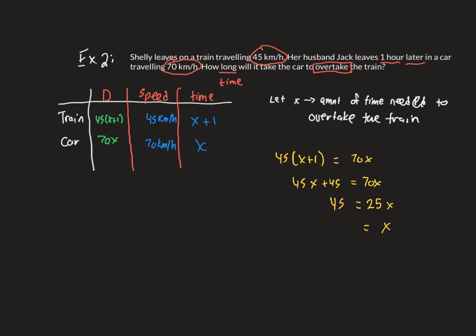And finally, divide both sides by 25. That should give you 1.8. Now, 1.8 what? This is time, right? So, hours. Write yourself a final statement.